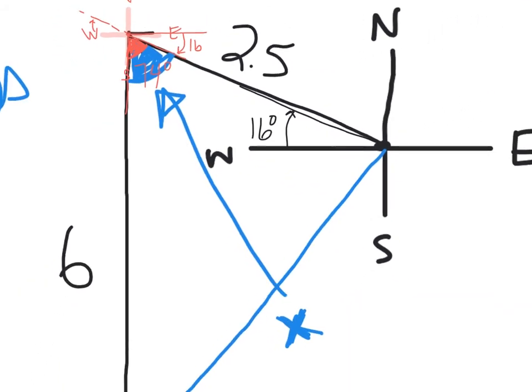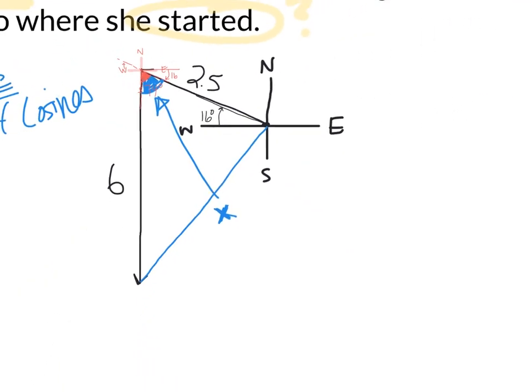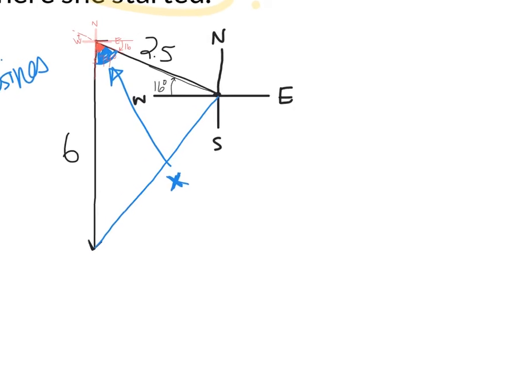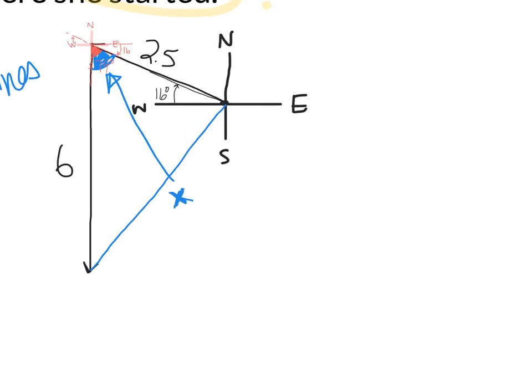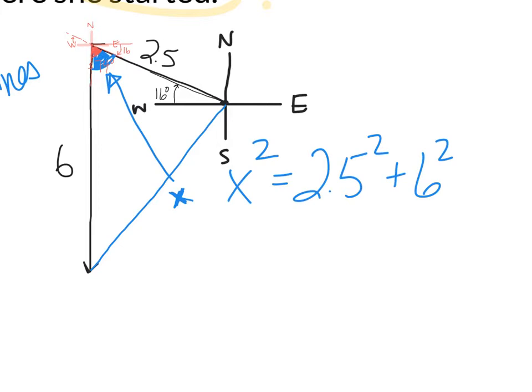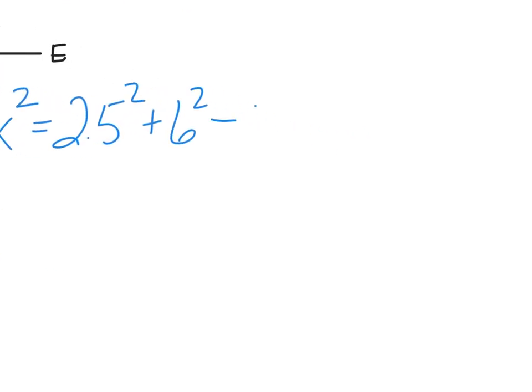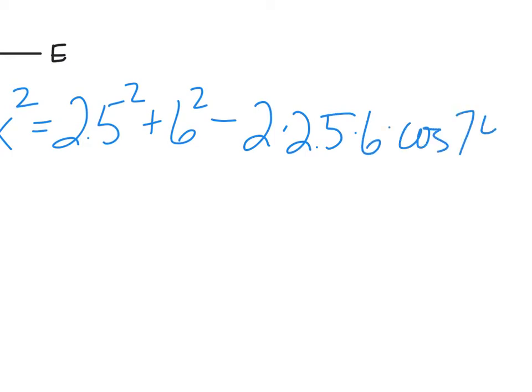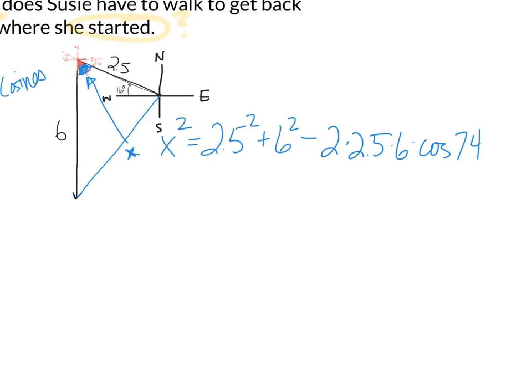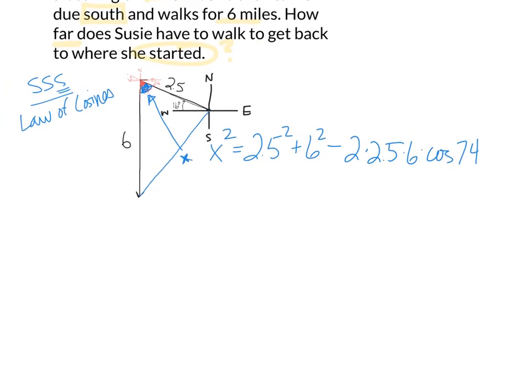Now that we've figured out that's 74 degrees, we can use the law of cosines to solve for x, or the distance she has to walk. X squared equals 2.5 squared plus 6 squared minus 2 times 2.5 times 6 times the cosine of 74. That's the law of cosines if I were to solve for x and I knew the angle across from it.